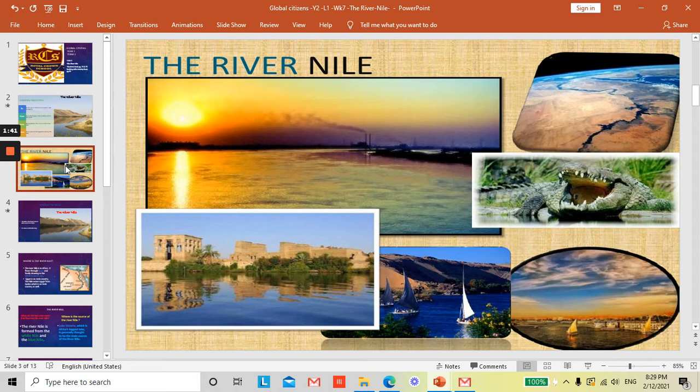Let's move to our lesson today. We are going to talk about the River Nile. In this picture, we can see the River Nile. We can see the buildings. We can see there are some animals, also ships inside the River Nile.